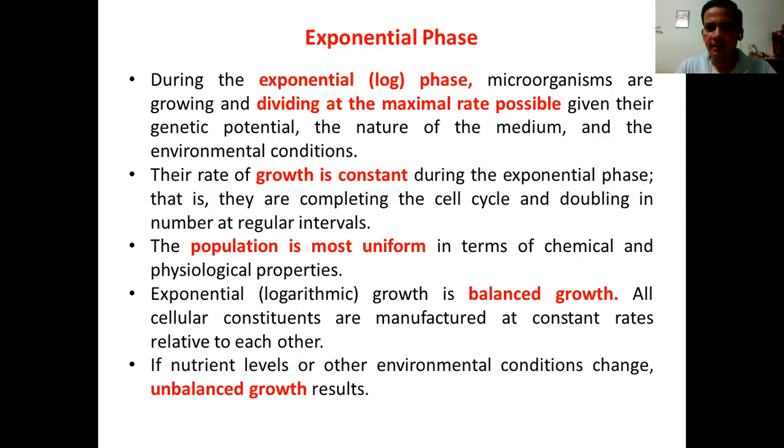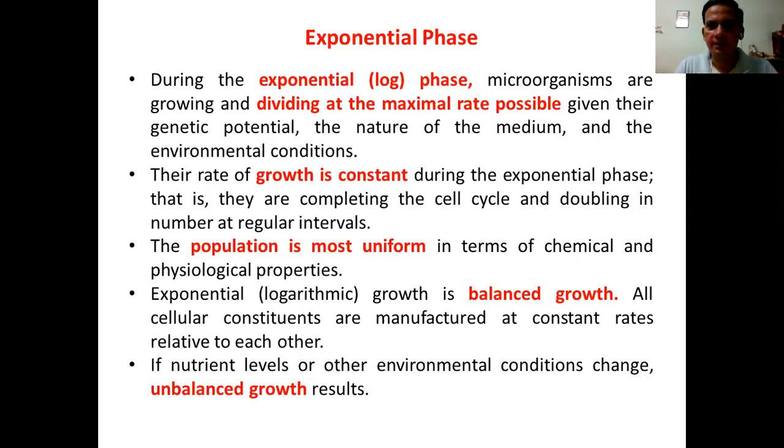So it means that there is no mutation or variation in the daughter cells from the parent cells. Exponential or logarithmic growth is a balanced growth. It means that all the cellular components are manufactured at a constant rate relative to each other. So if you look at the cellular constituents of the bacterial cells which are being synthesized in this phase, they will be the same.